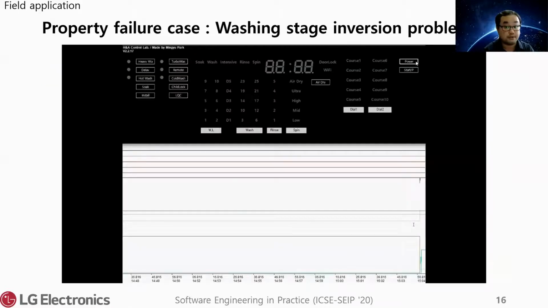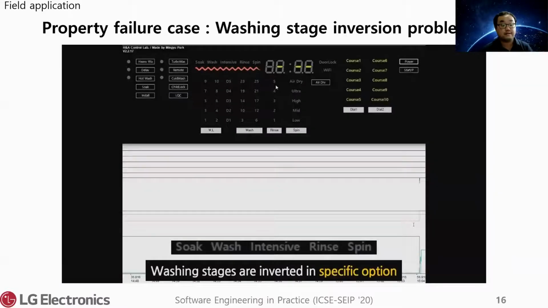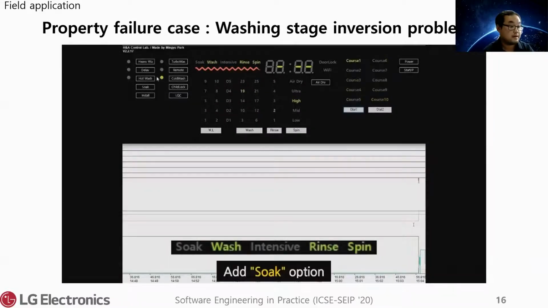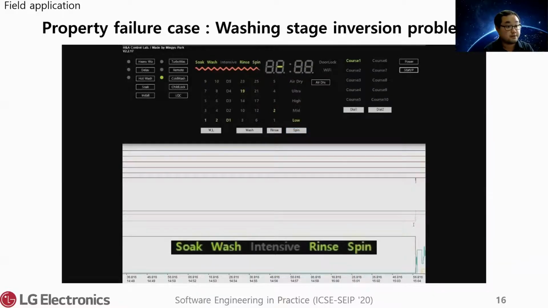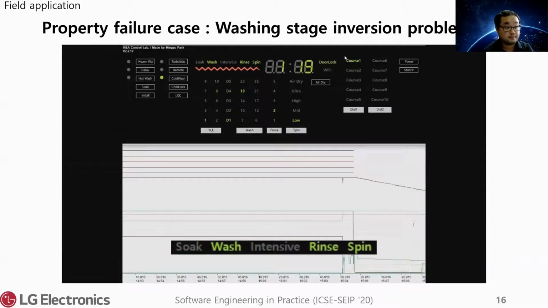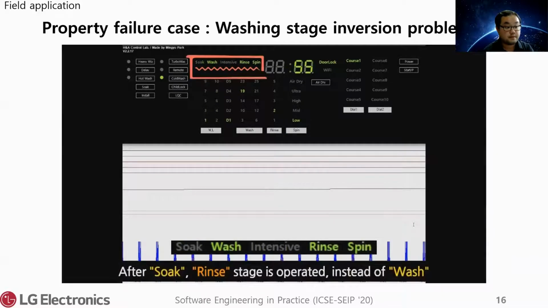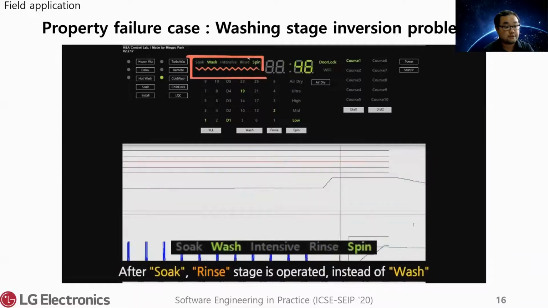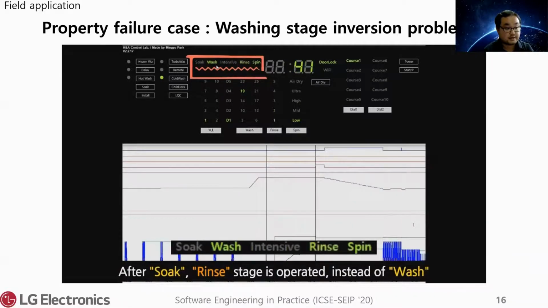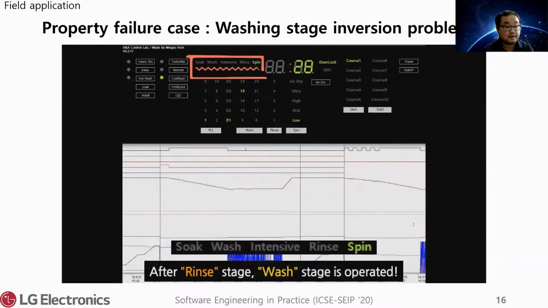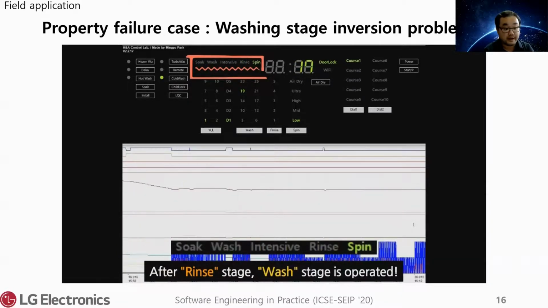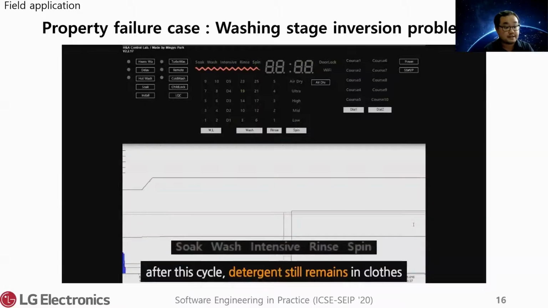Let me show you a quick demo. Washing stages are inverted in specific option. Add swap option, remove spin option, and re-add spin option, and start the machine. After swap, rinse stage is operated instead of wash. After rinse stage, wash stage is operated. After this cycle, detergent will still remain in your clothes.